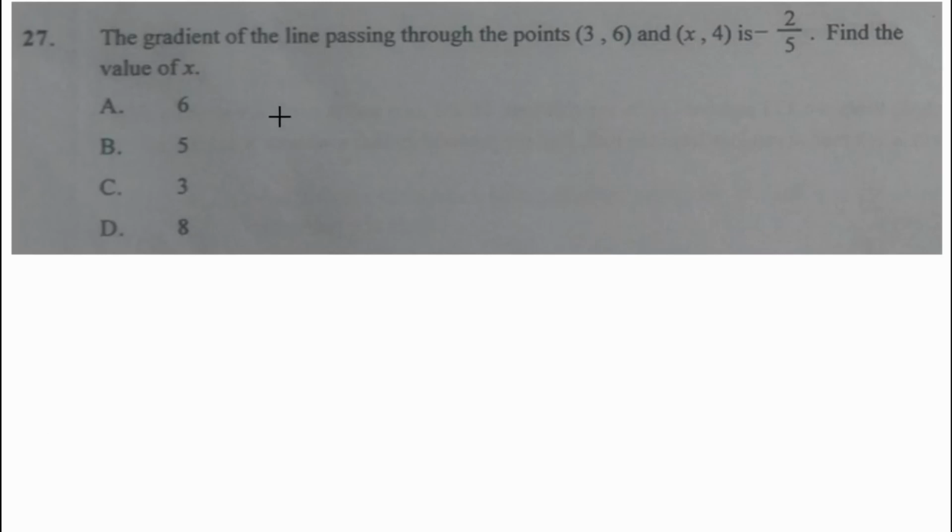I think the most important word in this question is gradient. So we'll find the gradient of the line joining these 2 points. After that, we equate it to this. Then we solve for x. Let me write that quickly. The gradient of a line joining 2 points is change in y, which is y2 minus y1, divided by change in x, which is x2 minus x1.